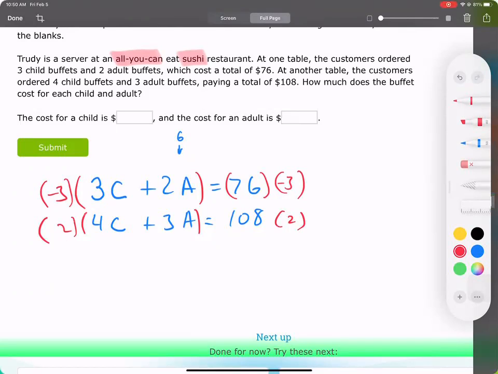So we can rewrite the problem as negative 9c minus 6a equals negative 228, and then 8c plus 6a equals 216. We could do that, write them separately on the right, or I could be lazy about it and just write it on top. This is negative 9, this is negative 6, and this is 21 plus 18... 228. See, you can just write it on top. Exact same idea here. I just wrote it on top to save me a little bit of time.